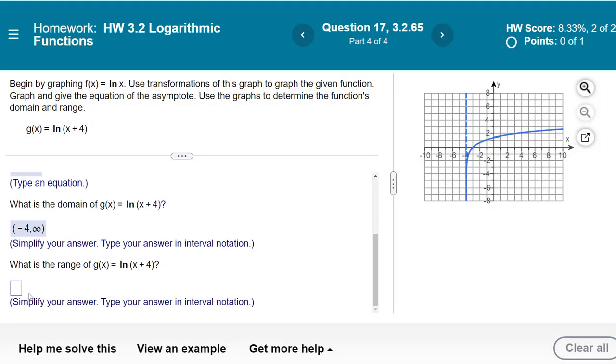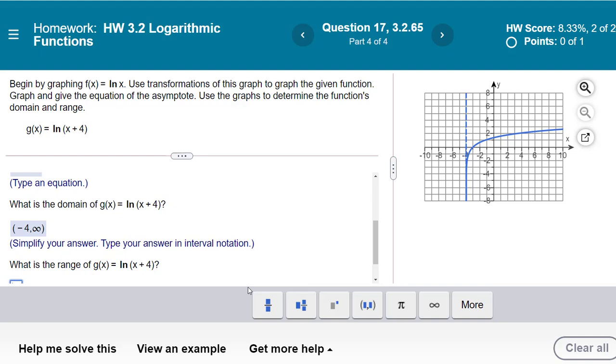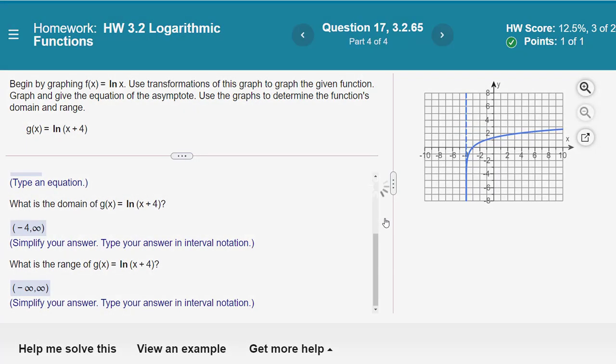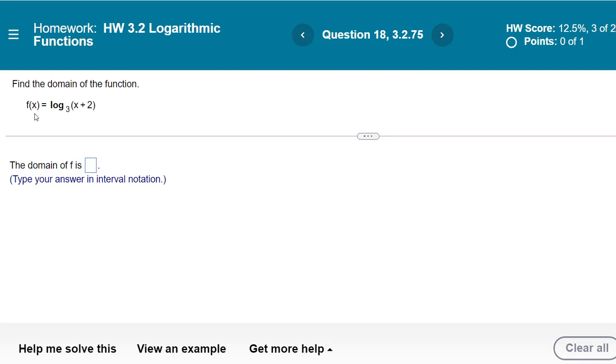And the range of all your logarithmic functions is going to be from negative infinity to positive infinity. Remember, the exponential function's domain is negative infinity to positive infinity. And this one is going to be the reverse of that. So if the domain of exponential is negative to positive infinity, the range of the logarithmic is negative infinity to positive infinity. Okay, and so you can continue to do these.